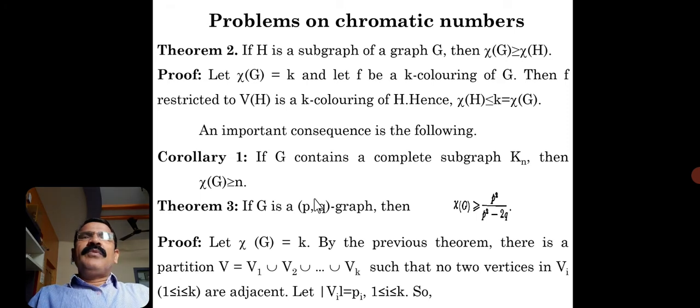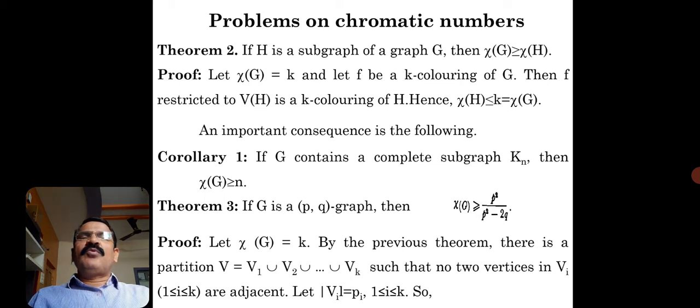So now we consider two theorems first. The first theorem is, if H is a subgraph of a graph G, then the chromatic number of G is greater than or equal to that of H. So we are considering a graph G and H is a subgraph of the graph G. The statement of the theorem is, if H is a subgraph of a graph G, then the chromatic number of G is always greater than or equal to the chromatic number of the subgraph H.